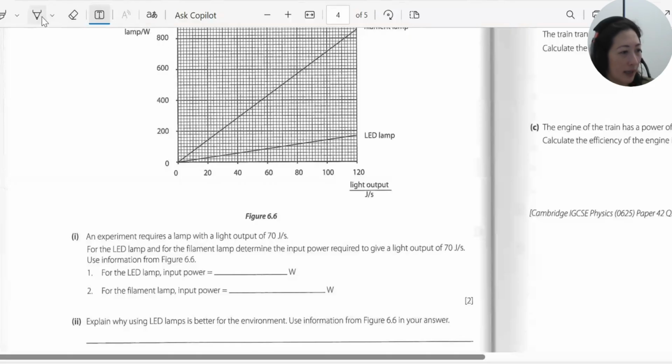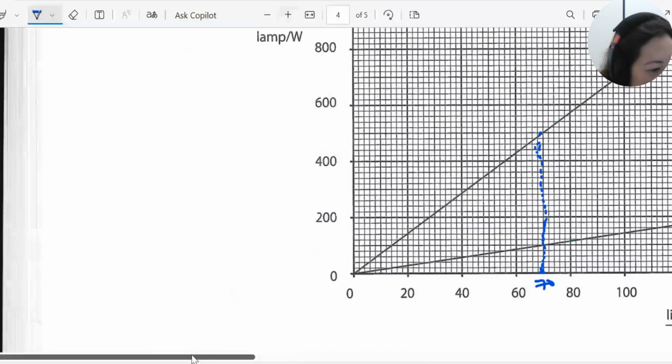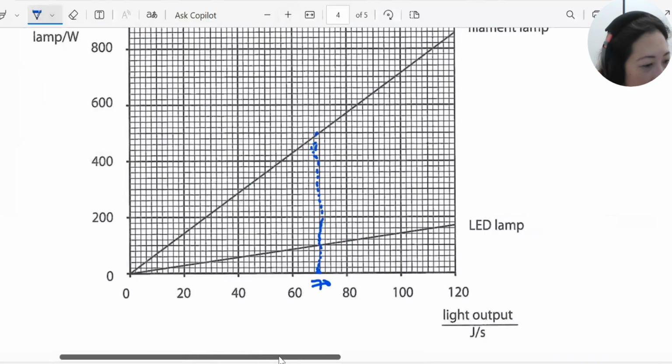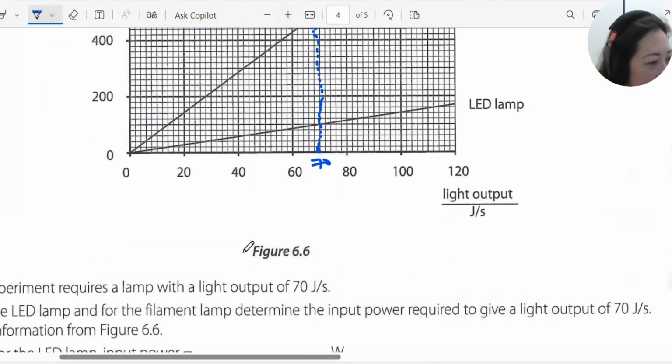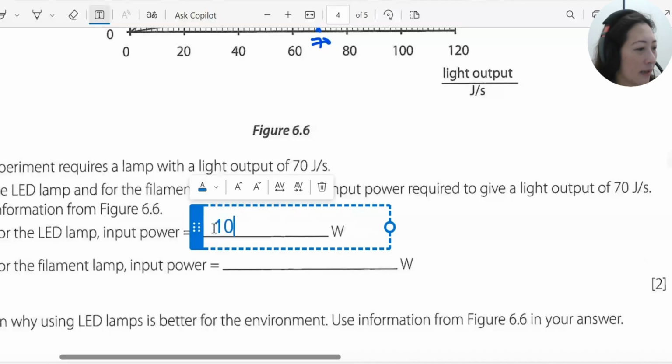So the output is 70, which means the number you're looking for is 70, which is along here. You need to look at your graph. Use a pencil and a ruler, please. I'm using my digital one, so it's not so easy to use, okay? So from here, let's zoom in. You can see that for the LED lamp, 70 joules per second is 100 watts. So the answer for LED is 100.